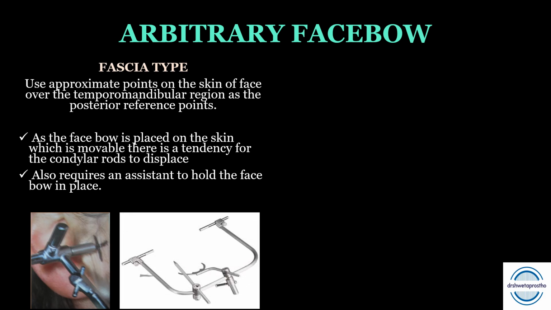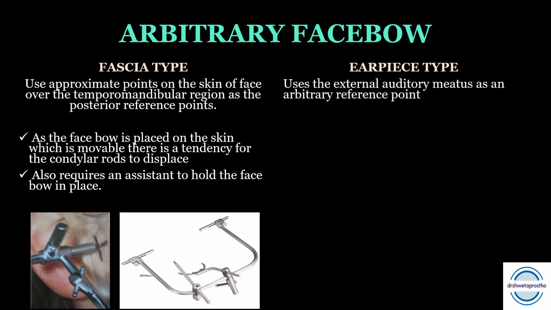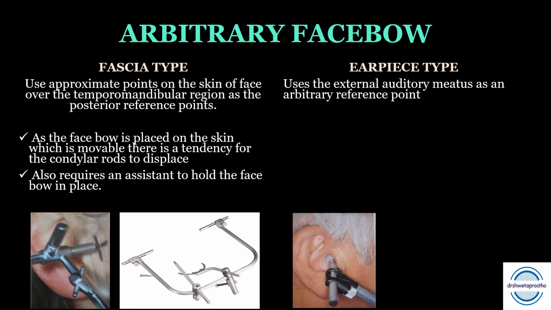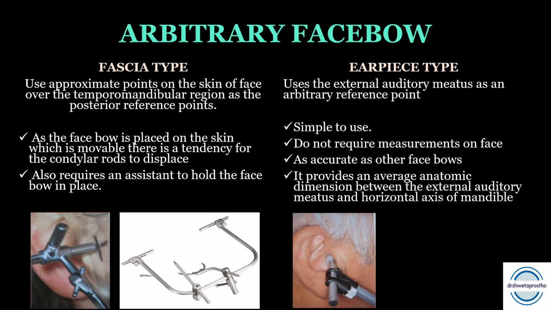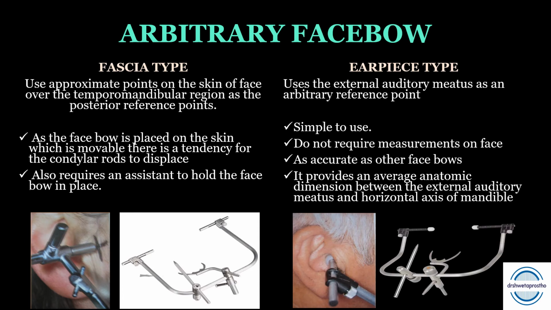Now, talking about the earpiece type, it uses the external auditory meatus as the arbitrary reference point. As we can see in the picture, the earpieces are fitted into the external auditory meatus. It is simple to use. It does not require any measurements on the face. It is as accurate as the other facebows. It provides an average anatomic dimension between the external auditory meatus and the horizontal axis of the mandible, which is quite reliable.